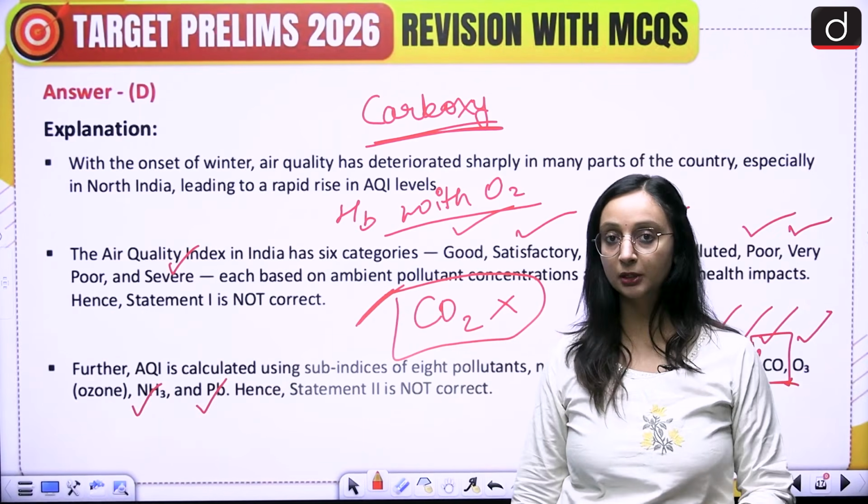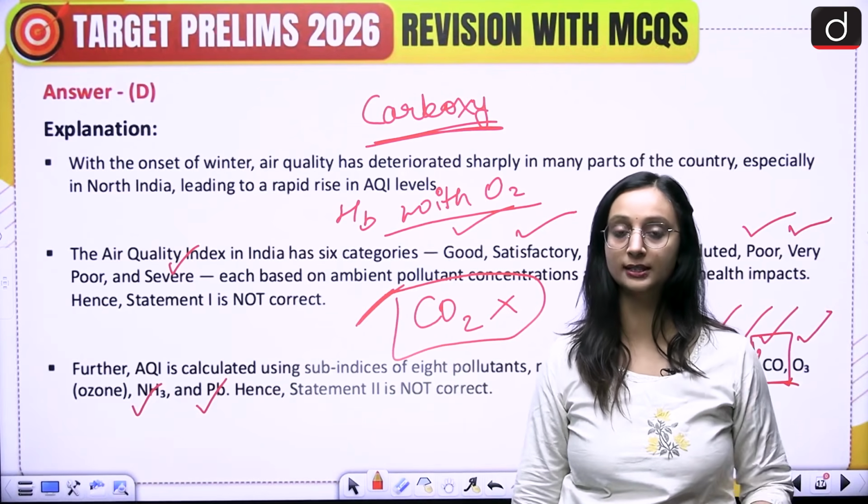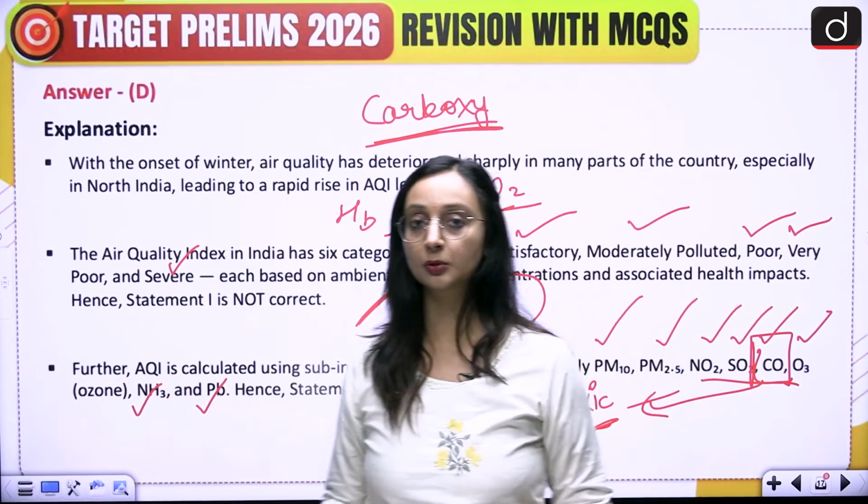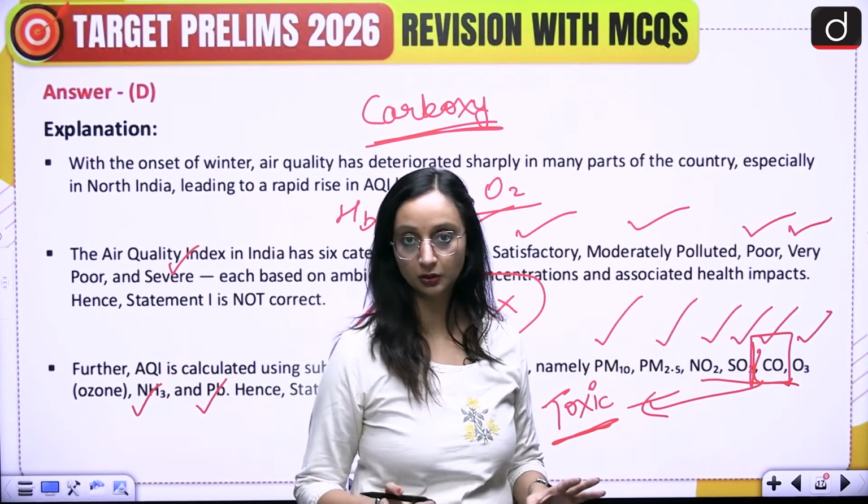That's why in the 8 pollutants list, you will see carbon monoxide, not exactly carbon dioxide, because under normal concentration it can absolutely be a part of the air circulation.